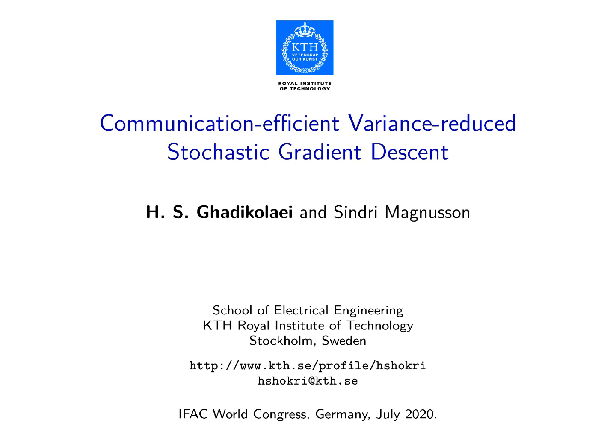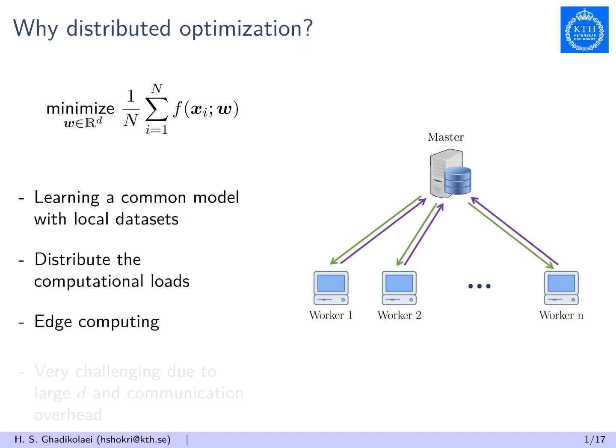Hi everyone, I'm Hossein Shokri Kadikolai from KTH Royal Institute of Technology in Sweden, and I'm going to present our paper on communication efficient variance-reduced stochastic gradient descent. This is a joint work with Sindri Magnuson. This paper is about distributed optimization and developing efficient algorithms to realize that.